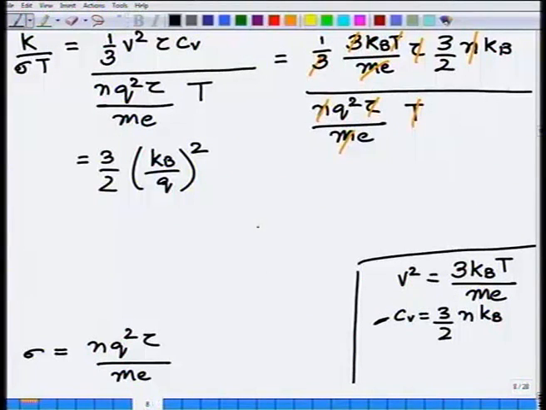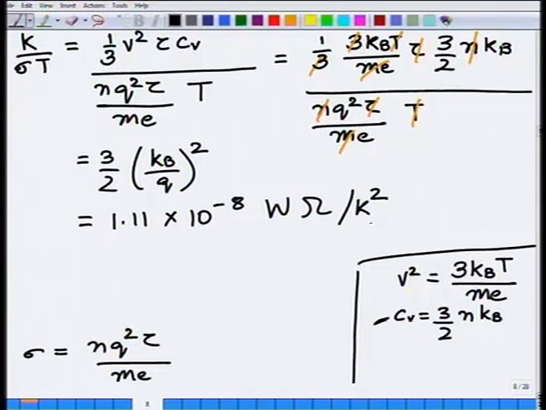Even in Drude's theory, this value came out as a constant. When you plug in this value, what you get is a number like 1.11 × 10^-8 watt ohms per Kelvin squared. Now, this number is only about half of what is actually observed. So it is pretty remarkable that even Drude's theory basically predicted the right result.